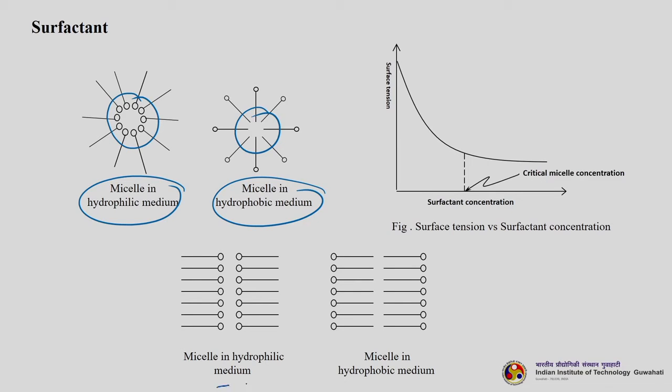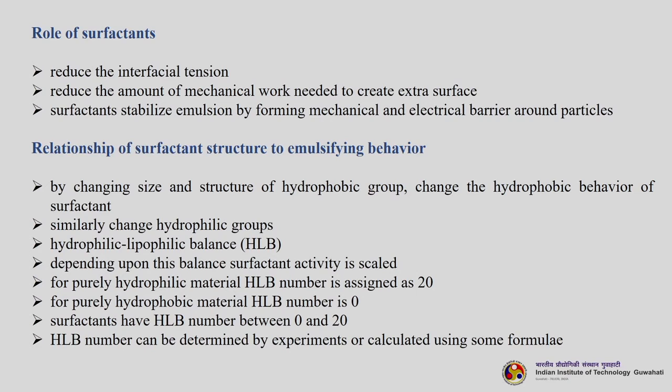This is the micelle in a hydrophilic medium, this is in a hydrophobic medium, and this is surface tension versus surfactant concentration. You can see this is the critical micellar concentration. We have already discussed this, just to make you understand easily without going back to the earlier lecture. The role of surfactant is to reduce the interfacial tension and reduce the amount of mechanical work needed to create extra surface. A surfactant stabilizes emulsion by forming a mechanical and electrical barrier around particles.